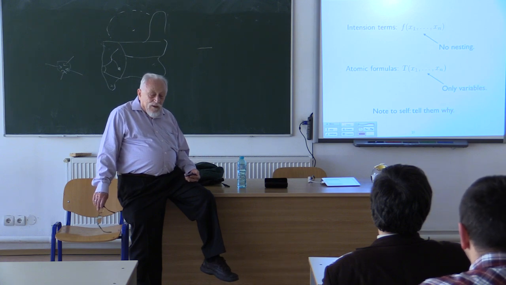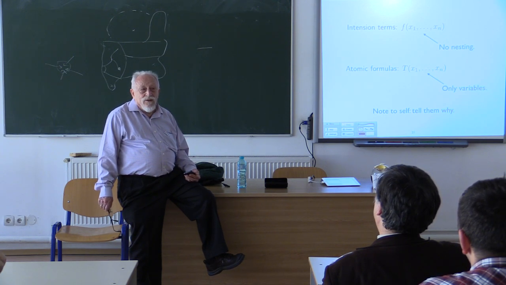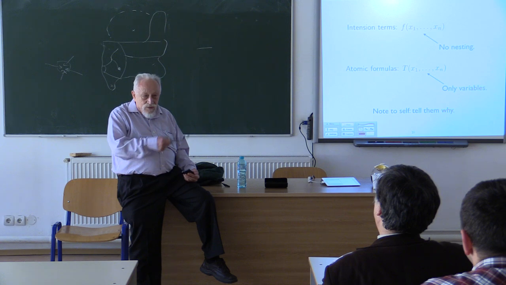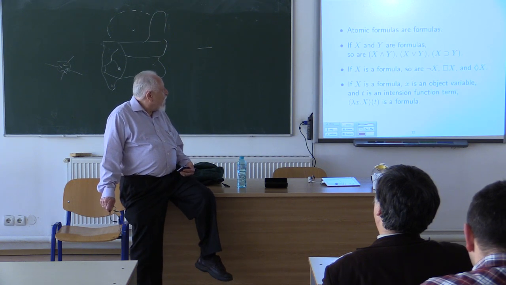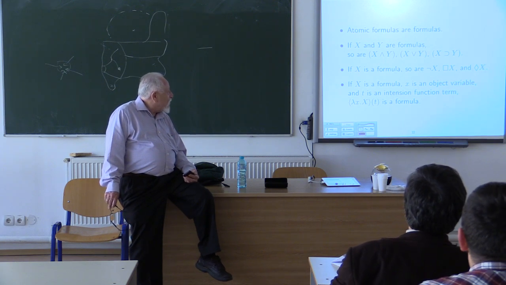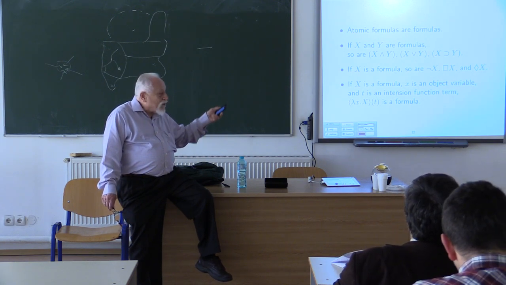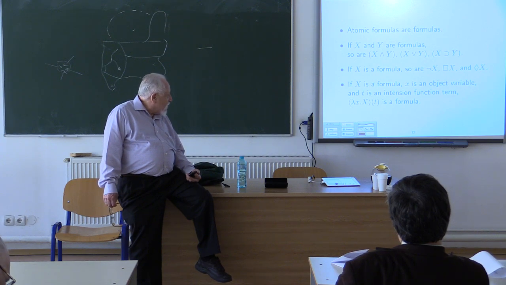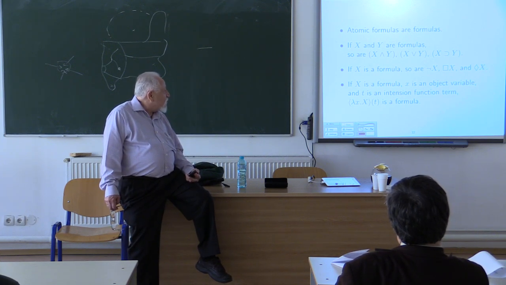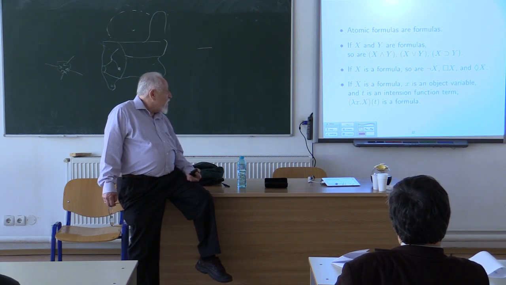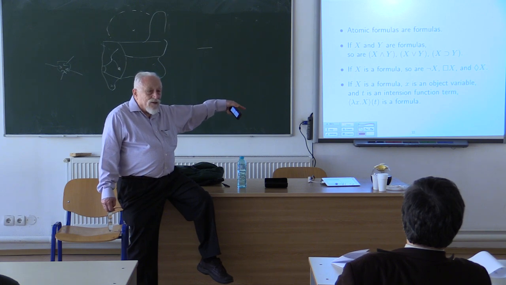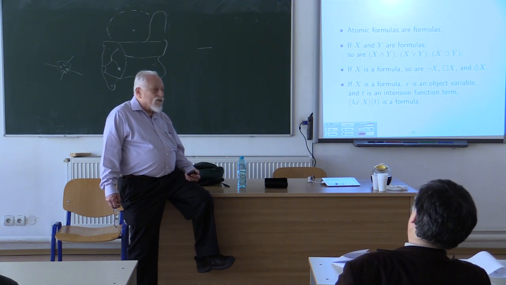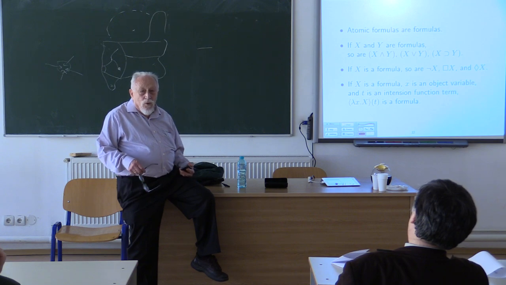Why? Because if you don't do something like this, ambiguities come up. There are some natural abbreviations, but those abbreviations only cover some cases. You'll see examples in a few minutes. So, definition of formula, much of it is routine. Atomic formulas are formulas. Formulas are closed under logical connectives. Box and diamond apply to formulas. And this abstraction thing, if capital X is a formula, little x is an object variable, and T is an intention function term, then this thing is a formula. Think of it as the predicate abstracted from capital X holds of T. Means holds of what T designates.